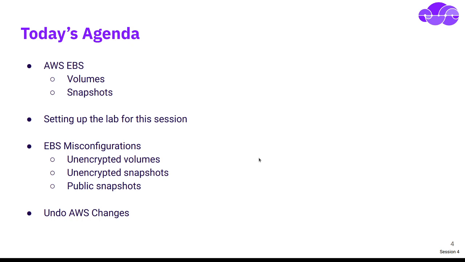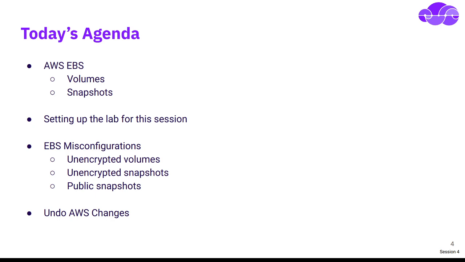Okay, today's agenda. This might be familiar territory for a lot of you folks, if you're going to be working with AWS EC2 instances as part of everyday work. Volumes and snapshots are things you can't miss when you're working with AWS EC2, right? So we're going to look at volumes and snapshots. We'll do a brief intro to what they are for folks who have not heard of them before. We're going to set up the lab for this session, and we're going to look at the misconfigurations.